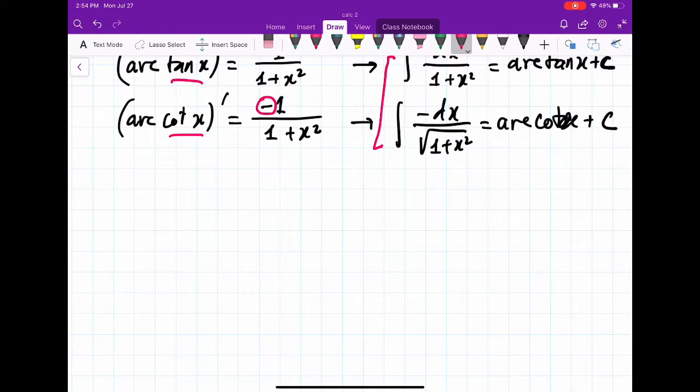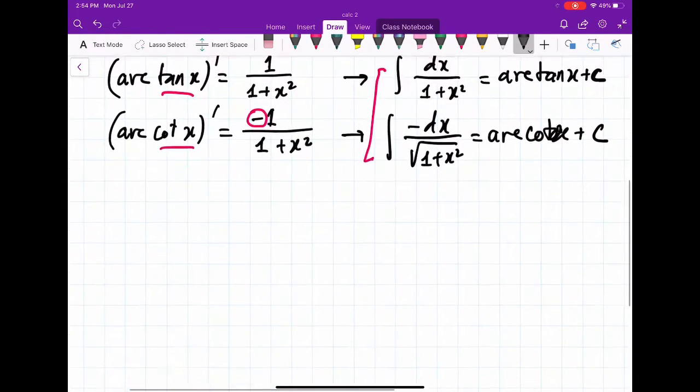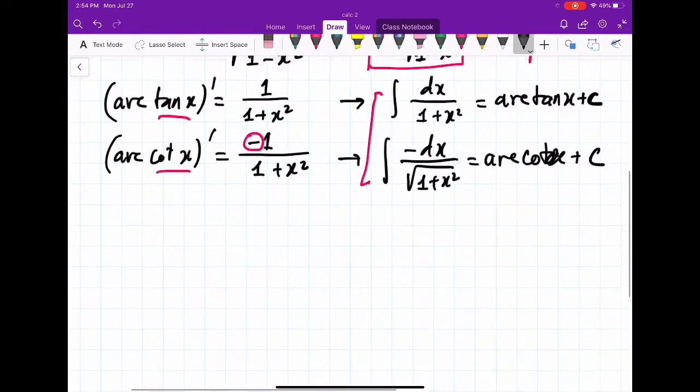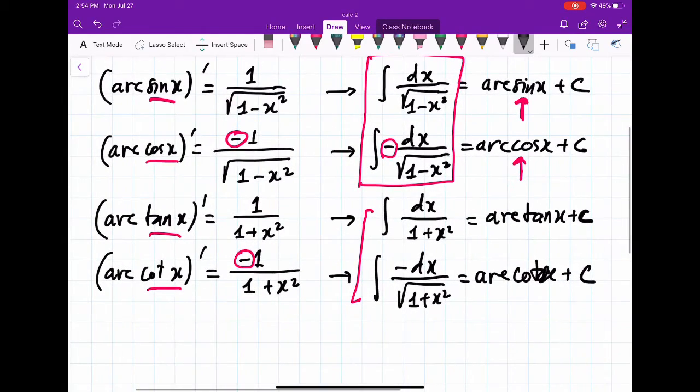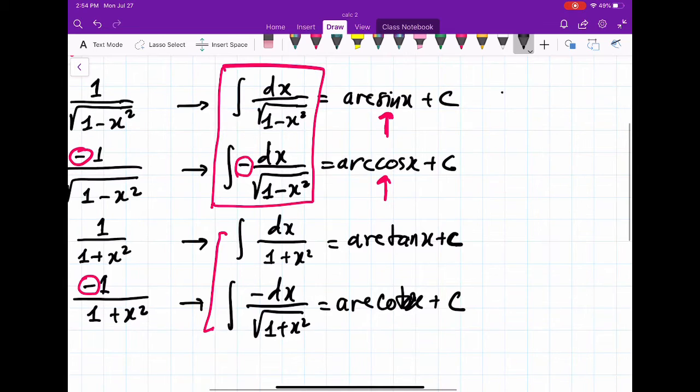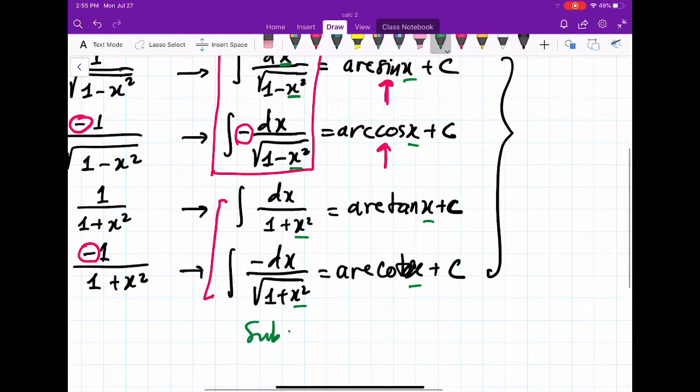So if you have some function u, you may use such formulas. You may replace the x by the u. You have almost the same formula, so I will not do that. That is a kind of substitution.